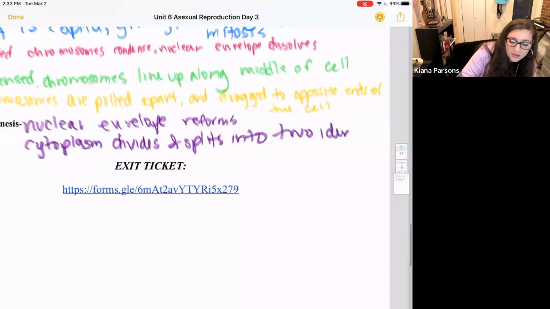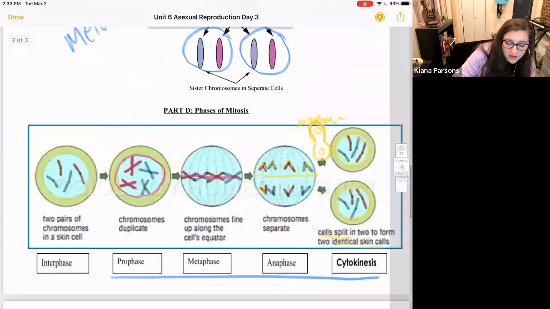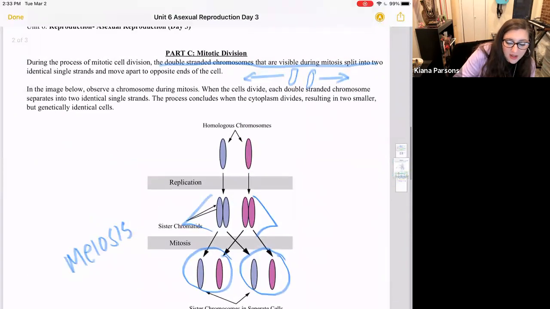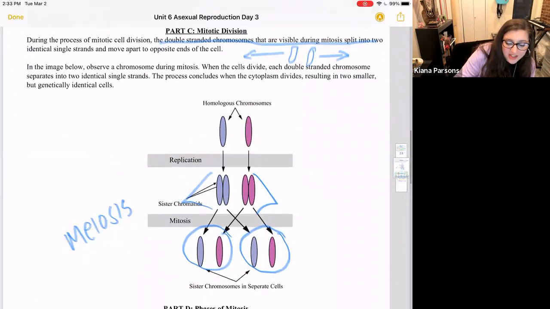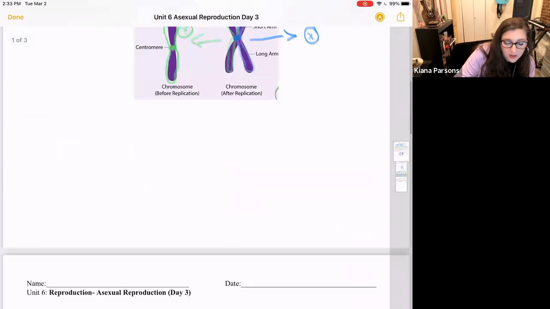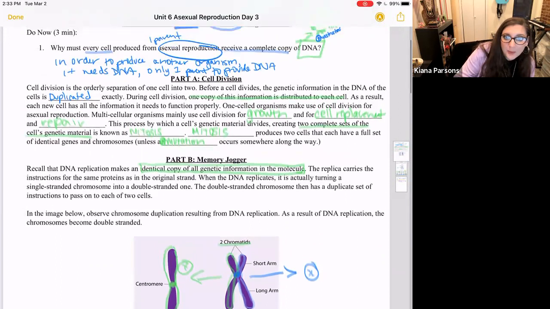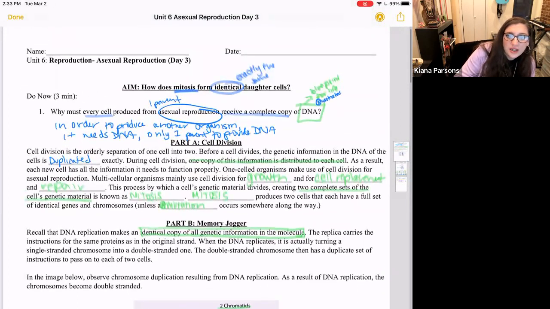And that is mitosis. So today we talked about the phases of mitosis. We discussed mitotic division and the replication of chromosomes. We discussed how DNA is actually replicated. We defined cell division, and today's aim was, how does mitosis form identical daughter cells?